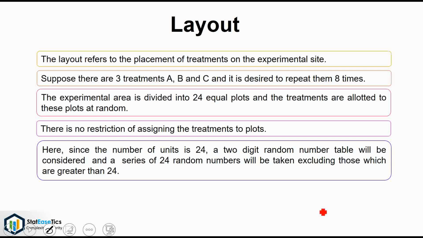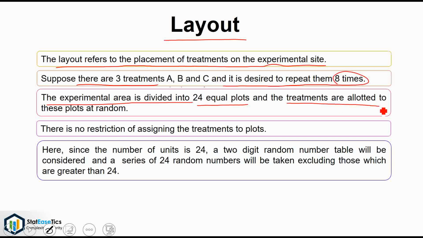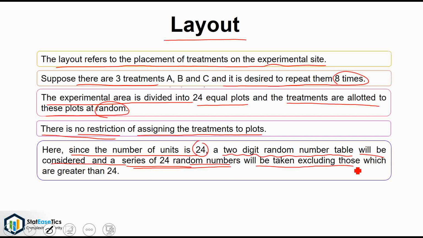Now, let's see how to prepare the layout of CRD. The layout refers to the placement of treatments on the experimental site. Suppose there are 3 treatments, namely A, B and C, and it is desired to repeat them 8 times. The experimental area is divided into 24 plots and the treatments are allotted to these plots at random. There is no restriction on assigning the treatments to plots. Here, since the number of units is 24, a 2-digit random number table will be considered and a series of 24 random numbers will be taken, excluding those which are greater than 24.